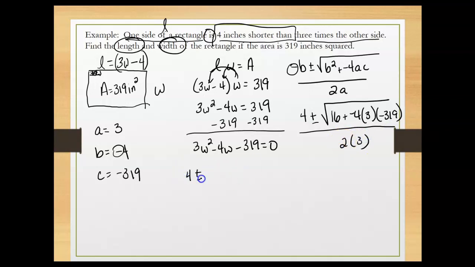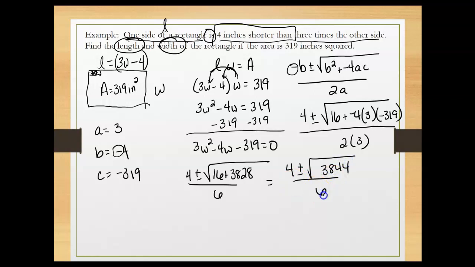This becomes 4 plus or minus the square root of 16, negative 4 times 3 times negative 319. I don't know what that is off the top of my head, so negative 4 times 3 times negative 319 becomes positive 3,828, all divided by 6. Again, I'm going to finish simplifying inside the radical, so that's 4 plus or minus the square root of 3,828 plus 16 becomes 3,844, still divided by 6.